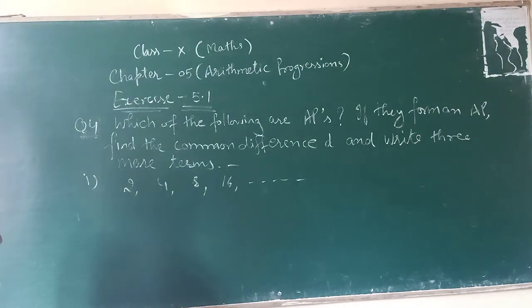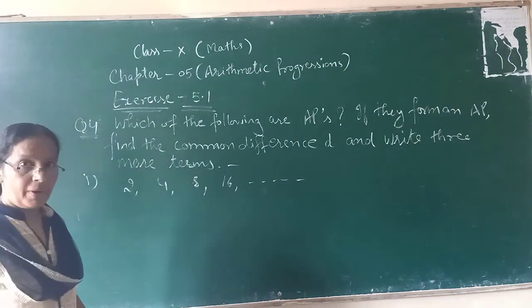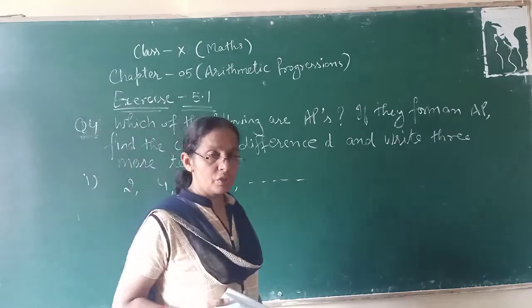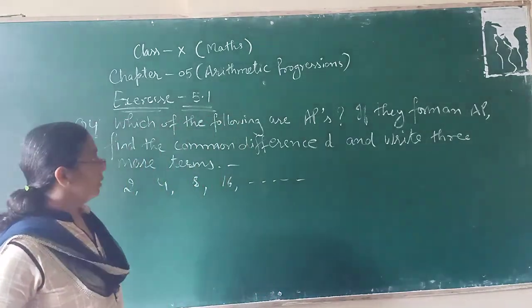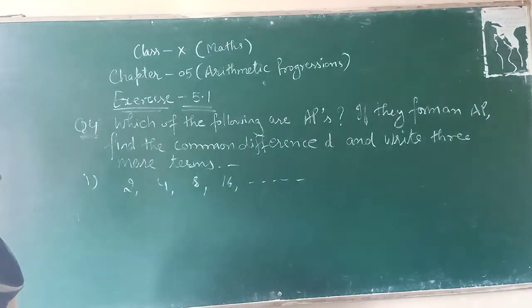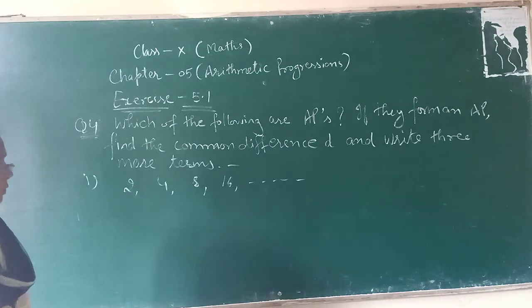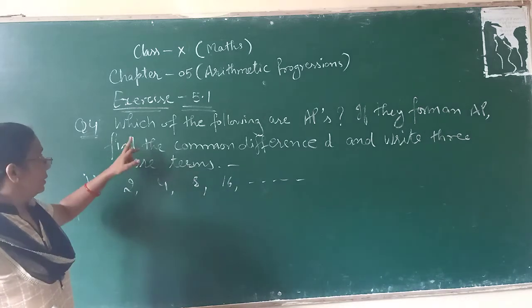So as you know, we started chapter number 5, arithmetic progressions. Question number 1, 2, 3, we completed. Now today I am going to explain question number 4 of exercise 5.1. It's important, as a 2 marks question can be asked from this.